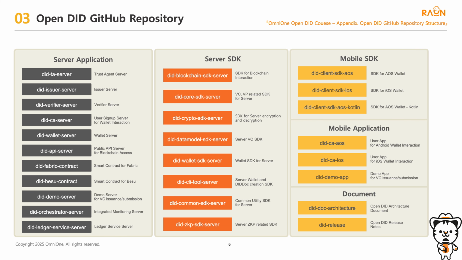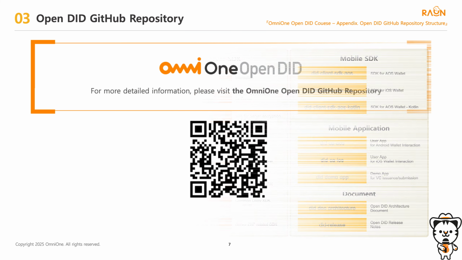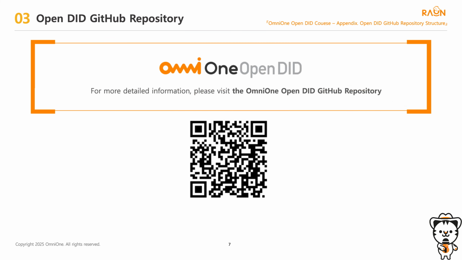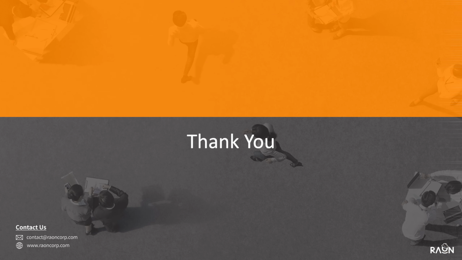For more details on each repository, please visit the OmniOne Open DID GitHub directly and explore it yourself. You can scan the QR code on the screen to be taken to the GitHub page.